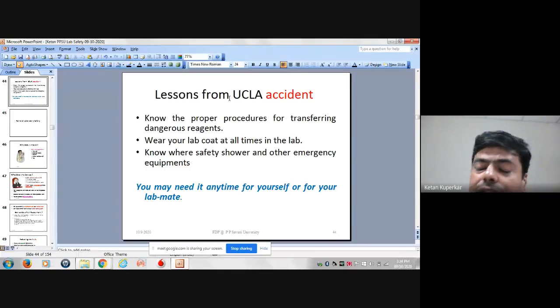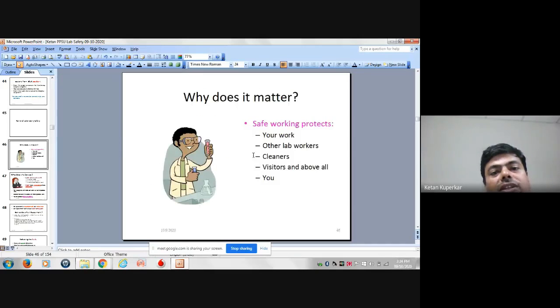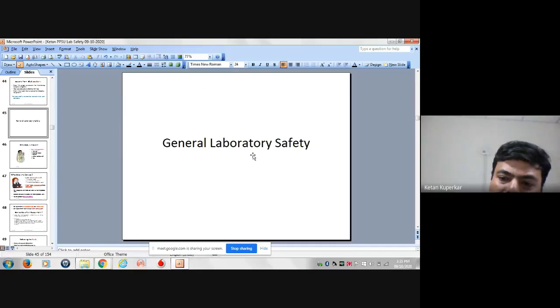Now, taking the reference of the UCLA accident, several precautionary measures or serious concerns were put forth. The first one was proper procedure for transferring the dangerous reagents. The second one was wearing the lab coats, and the third one is the safety shower procedure, or the functioning, how to use it while in an emergency. Now from here, I'll be discussing something related to general laboratory safety.